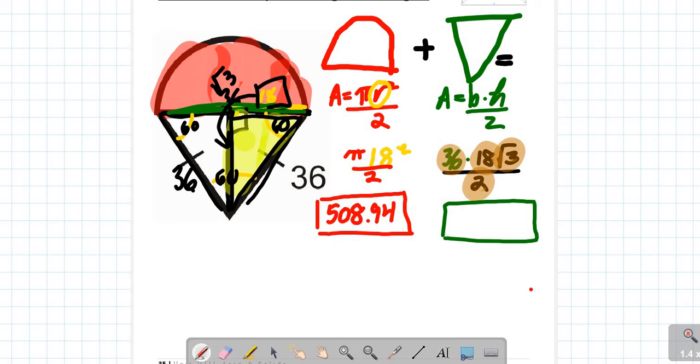Get me those decimals. Take it to the second decimal place.